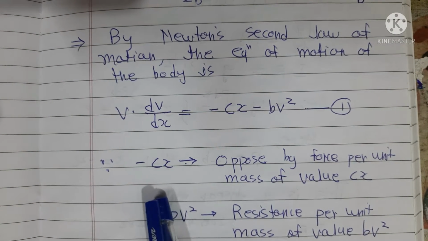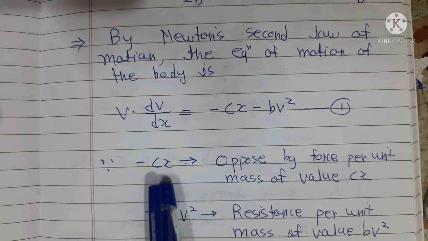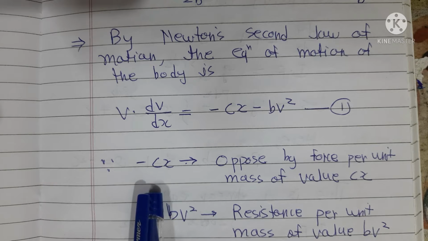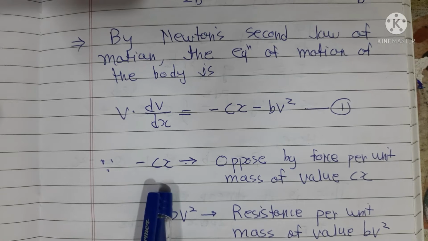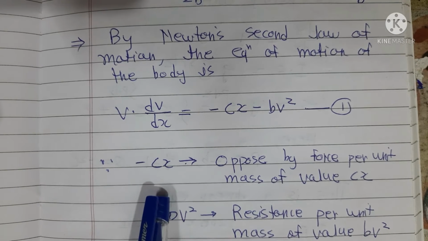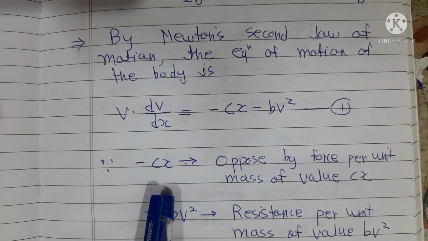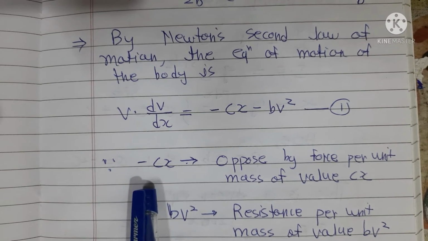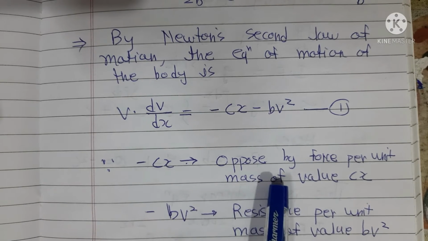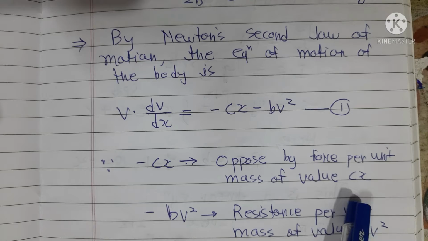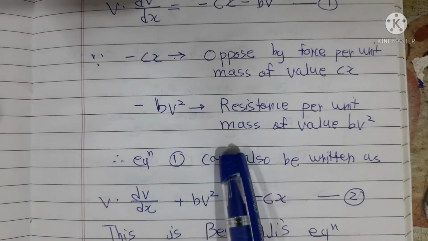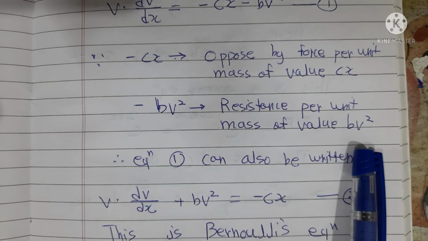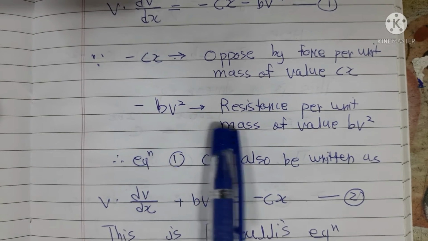Here you should be most attentive towards the sign. In the problem itself it is defined that the body is opposed by the force. When the movement of the body is according to the application of the force, then it is positive, and when the movement of the body is opposite to the direction of the force we have applied, then it is considered negative. Therefore the negative sign is there. Minus cx is the opposition by the force per unit mass of cx, and minus bv square is the resistance per unit mass of value bv square. Therefore minus sign is there, minus bv square.